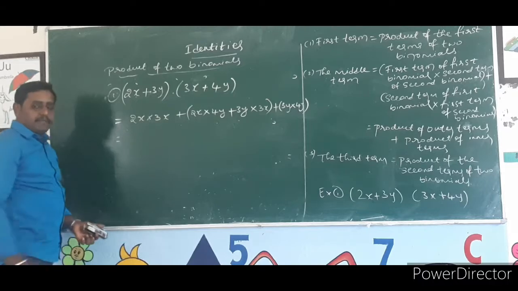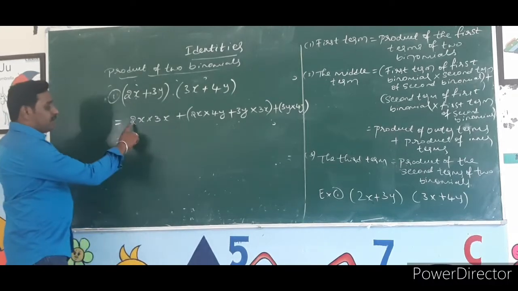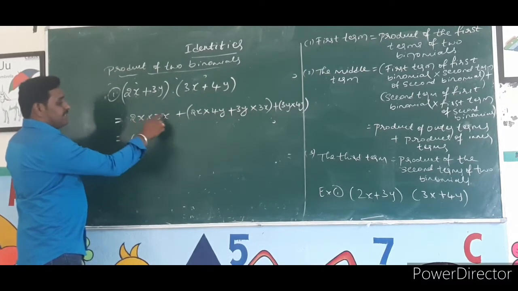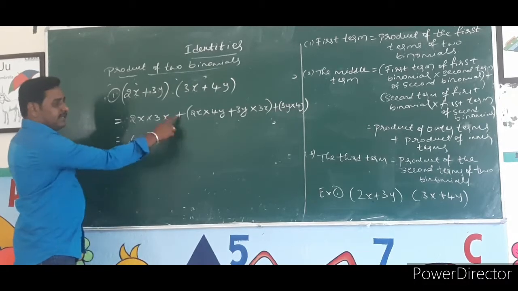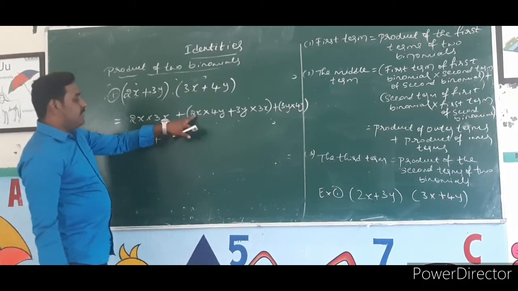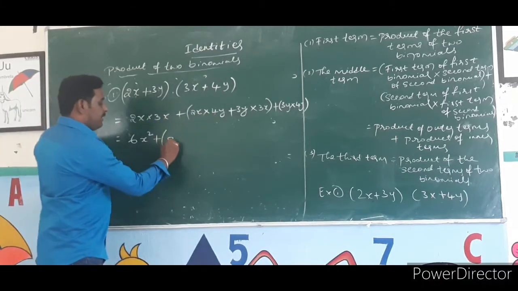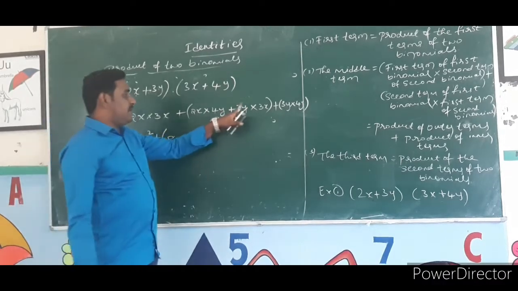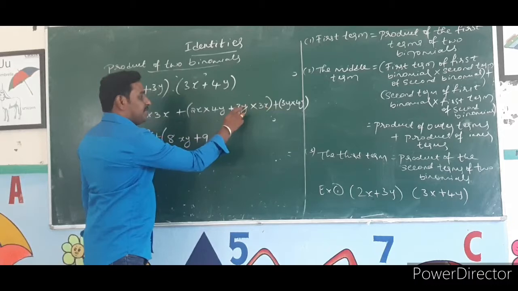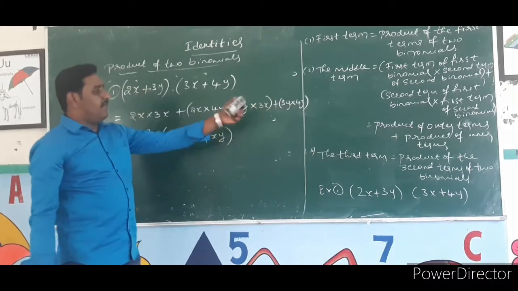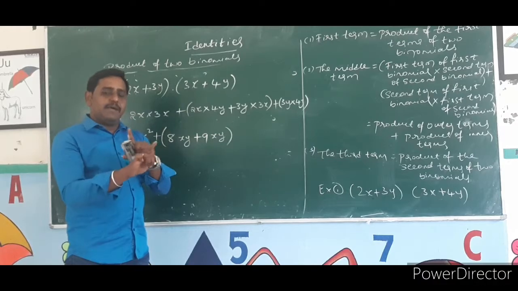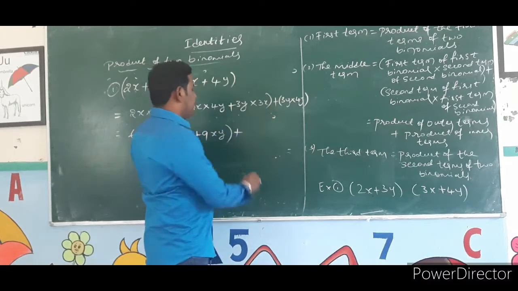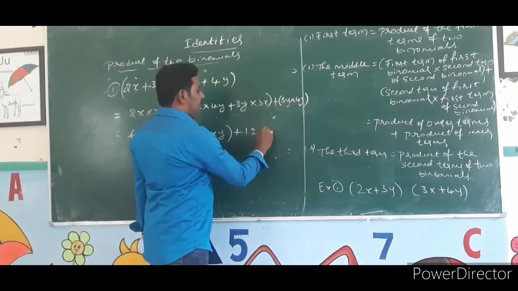Next, you know how to multiply algebraic expressions. First we have to multiply the numerical coefficients. 2 into 3, 6. x into x, x square. Then you have to put the plus sign. Here, 2 into 4, 8. x into y, xy. Plus 3 into 3, 9. x into y, xy, and you can write yx also, no problem, because if you interchange variables, there is no change, the value is the same. Plus 3 into 4, 12, y into y, y square.